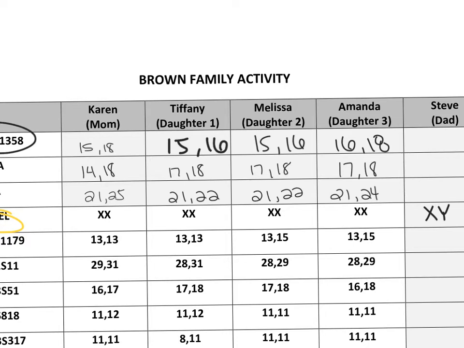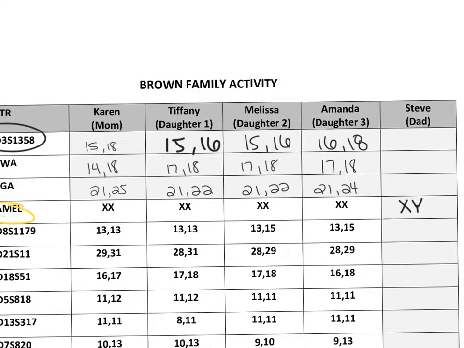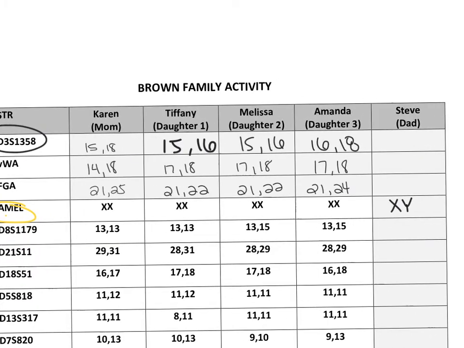Okay, so if we look, Mom is going to donate one set of repeats to the daughters. Dad's going to donate the other one. So what I'm going to have you do is circle which one Mom donated. On Tiffany, Mom had 15, 18. Well, we know she had to have given her the 15. Melissa, 15, 18. She had to have given her a 15 because she doesn't have 16 repeats. Amanda, 16, 18. She must have given the 18.